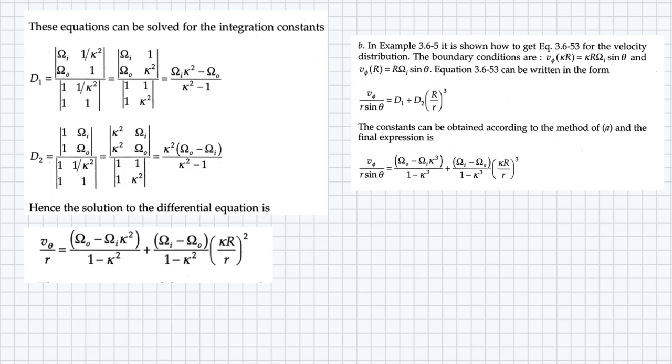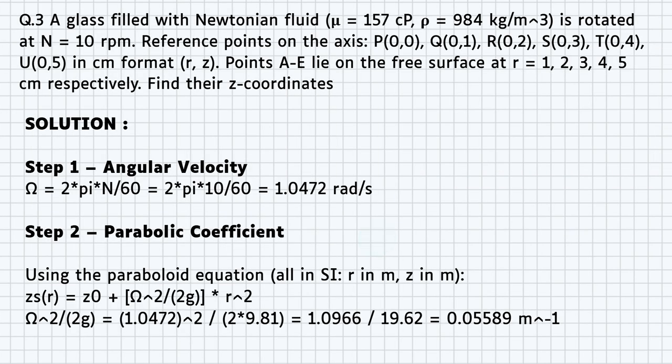So, after this, the next question will be: a glass filled with Newtonian fluid is rotated at n equal to 10 rpm, where some reference points on the axis are given, which are P, Q, R, S, T, U in centimeter. We are going to find their z coordinates. So here we are analyzing a rotating fluid inside a glass.